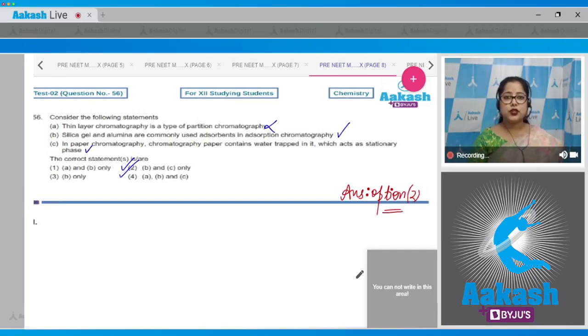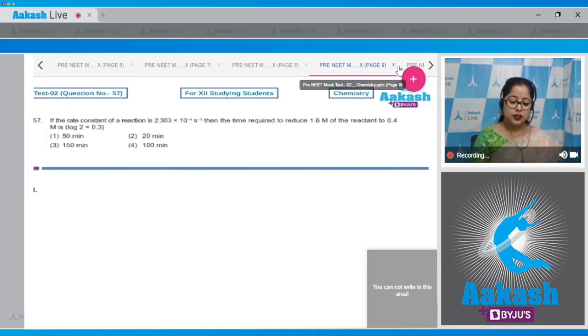Moving to the next question, students, which is question number 57. Let's read it. If the rate constant of a reaction is 2.303 × 10^-4 per second, then the time required to reduce 1.6 molar of the reactant to 0.4 molar is. We are also given the value of log 2, which is required in this question. So log 2 is equal to 0.3. Let's start this question, students.